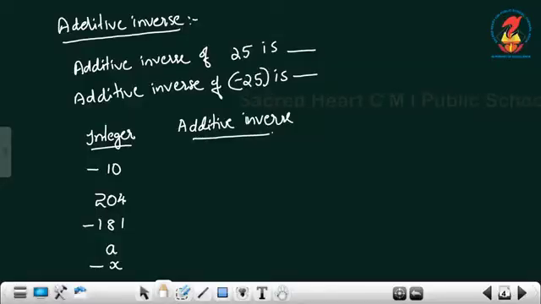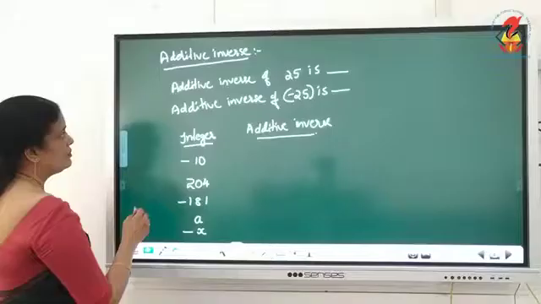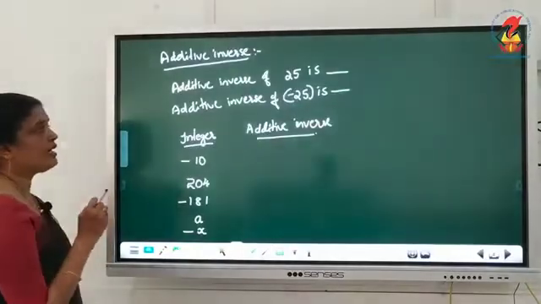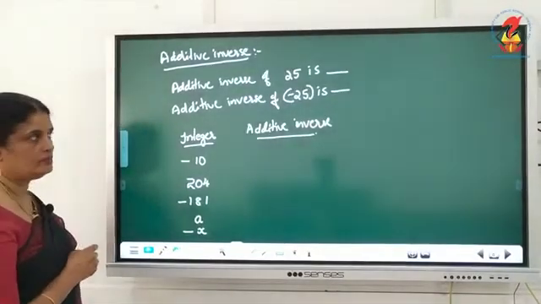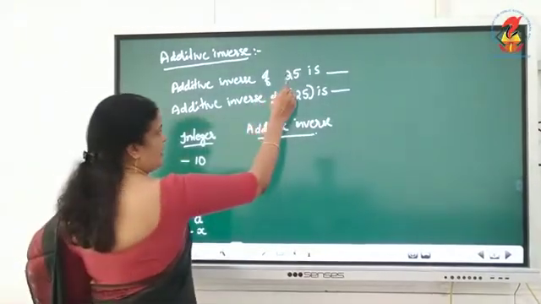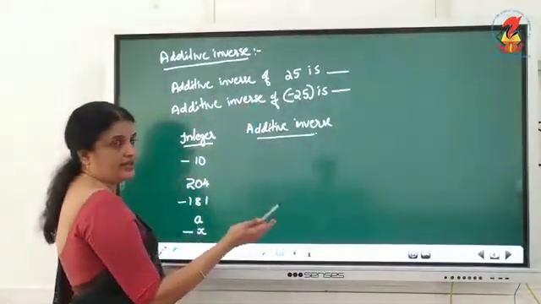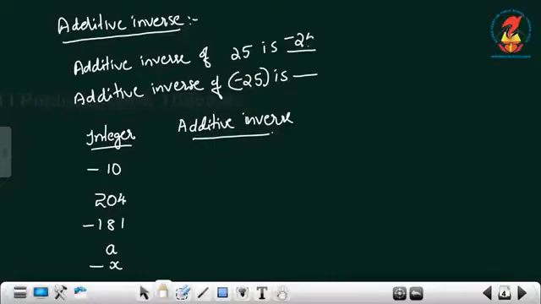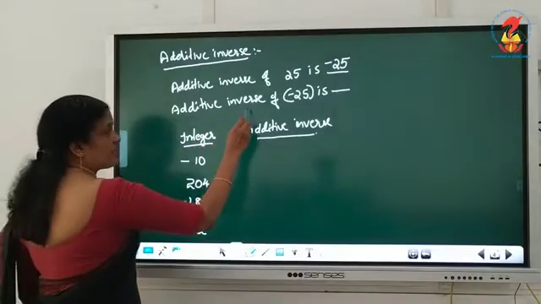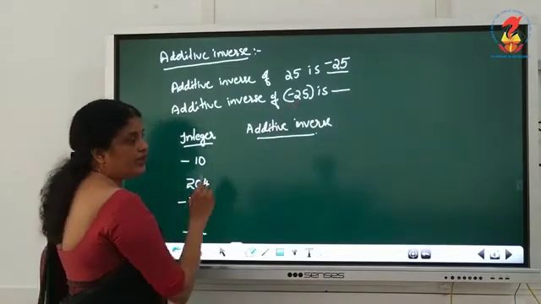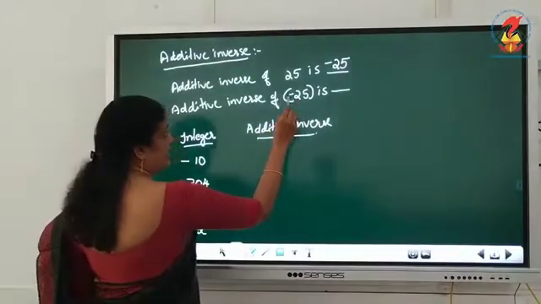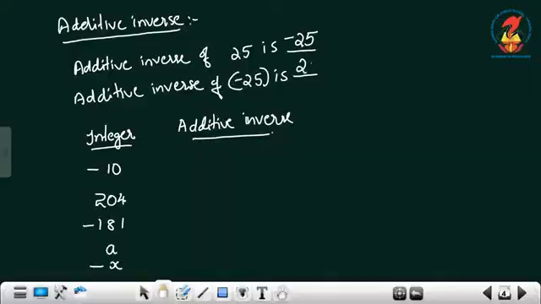Next, additive inverse. What is the additive inverse of 25? This is a positive 25. Additive inverse means just the opposite, that means a negative sign, negative 25. What is the additive inverse of negative 25? This is a negative sign. The additive inverse of negative 25 is 25.